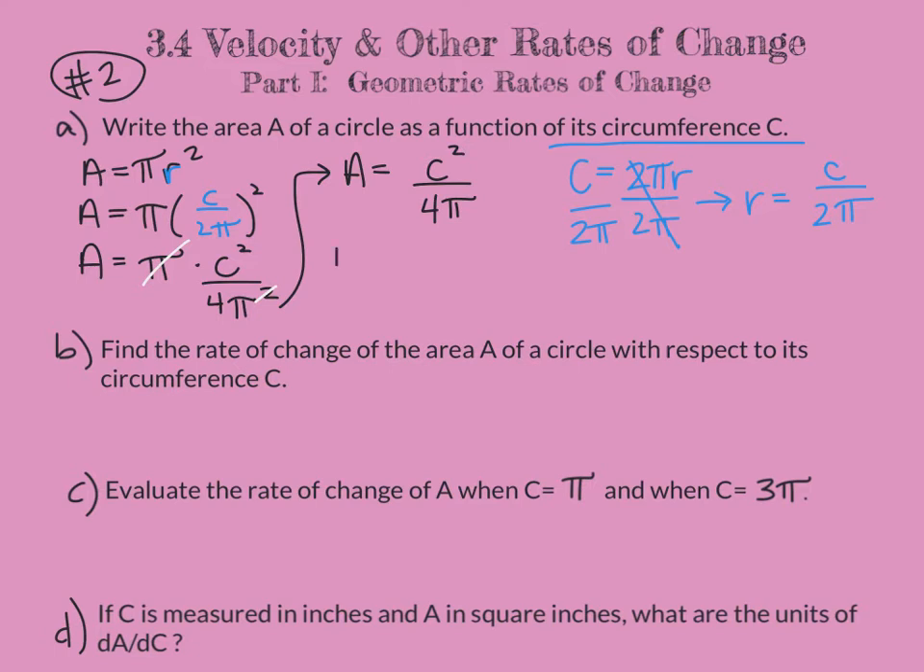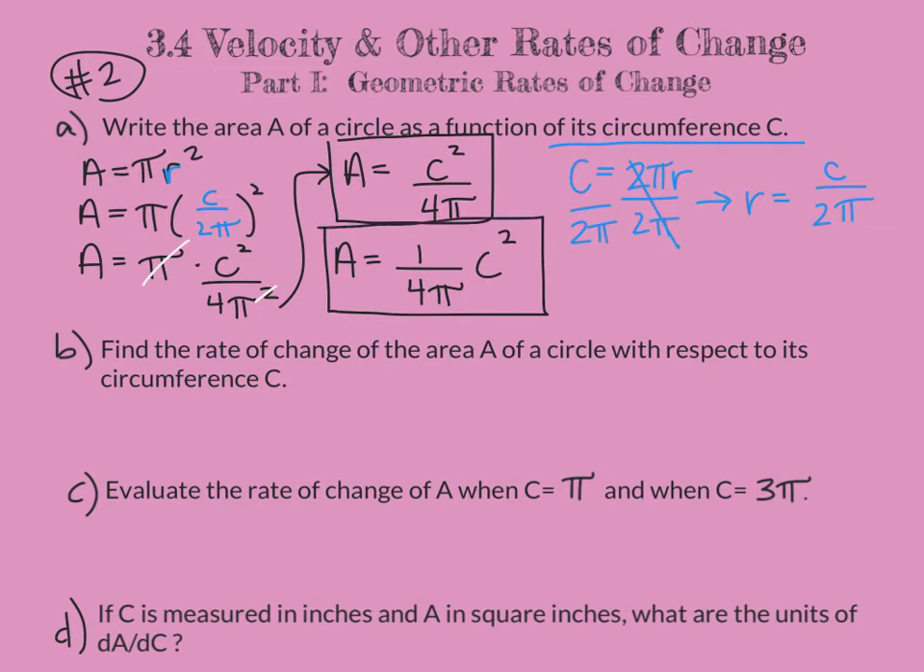All right, to write this a little bit more simply, if you want, what we have up top there is fine, but this is really the number 1 over 4 pi. 1 over 4 pi is just the coefficient of our variable c squared, if that helps. So this one is fine, and this one is also fine. They mean the exact same thing. They're both area in terms of c.